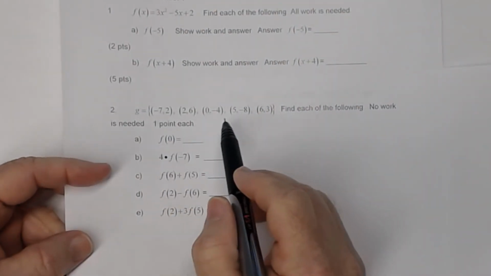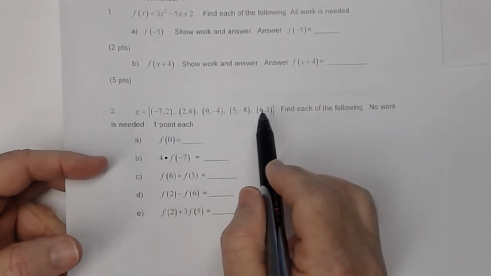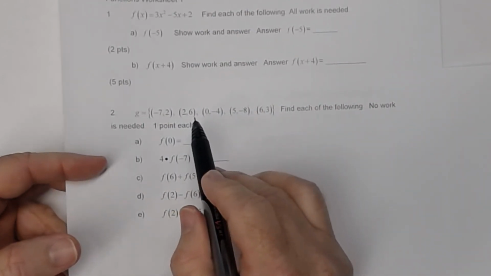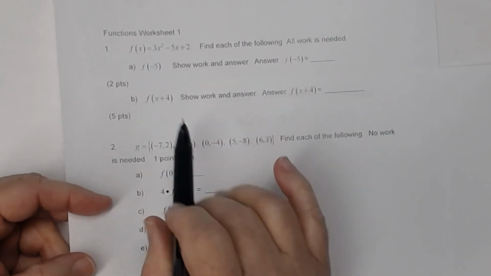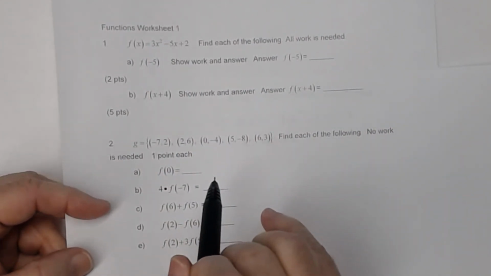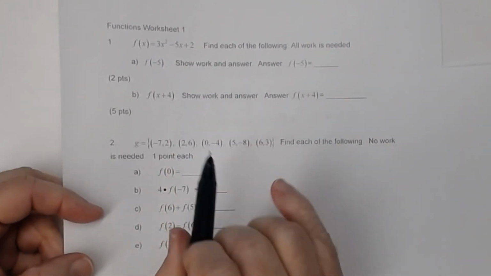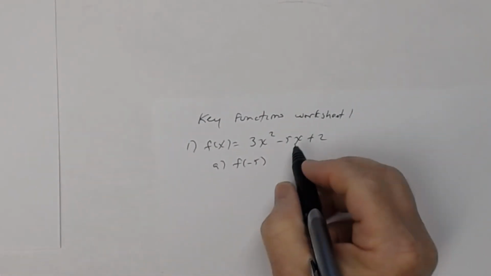And then in part B, where you're given a finite set of ordered pairs instead of an expression, no work was needed. But in part A and B, you had to show the work. So what I expected you to show is this.